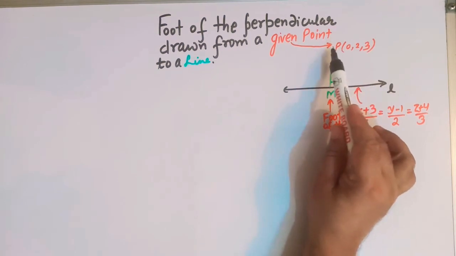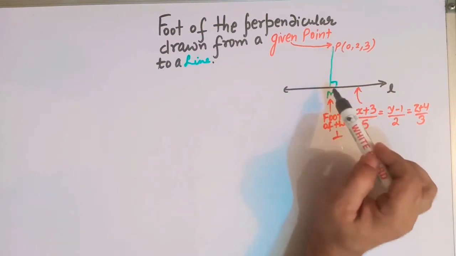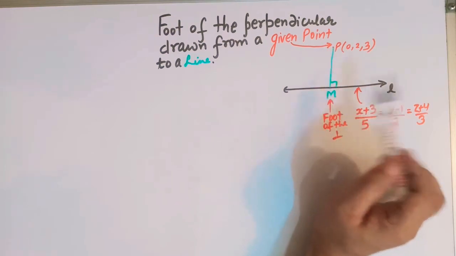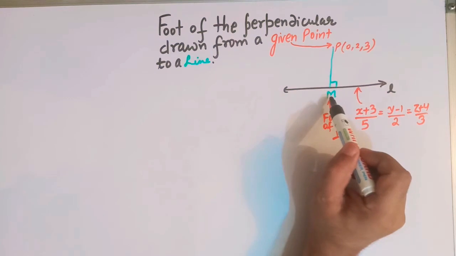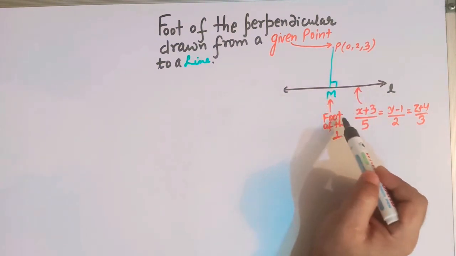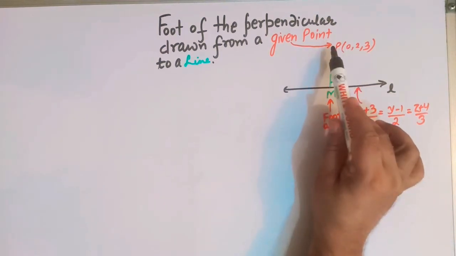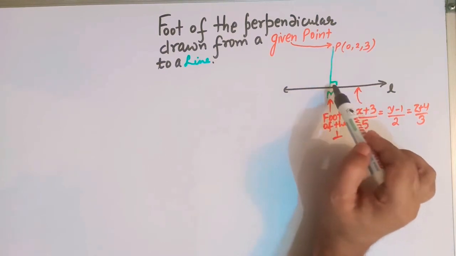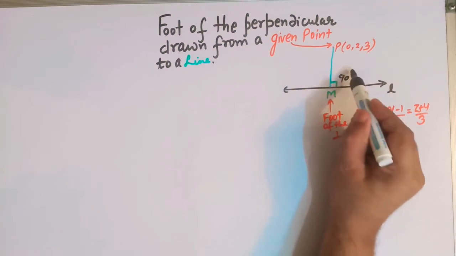And the length of the perpendicular, that is PM. Clear? So here we have two aims. The first one is the coordinates of the point M, which is also the foot of the perpendicular, and the length of the perpendicular, that is the line segment PM. And here this is 90 degrees, right?